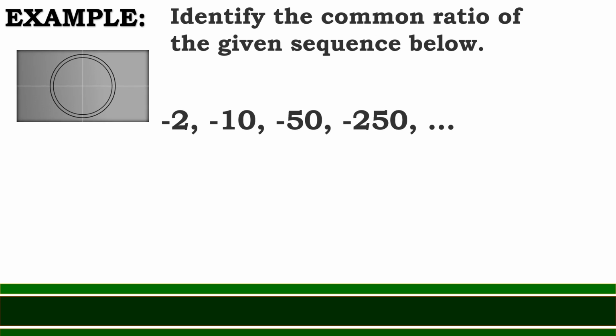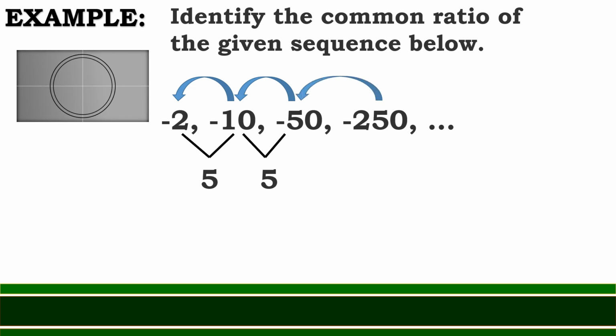Okay. So, try ulit natin yung process kanina. Negative 10 divided by negative 2. They are both negative. Sabi natin sa rules ng division, if like sign, the answer is always positive. So you have positive 5. Okay, so negative 50 divide negative 10 will give you also positive 5. Negative 250 divide negative 50 will give you also positive 5.